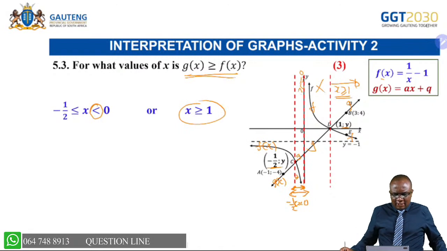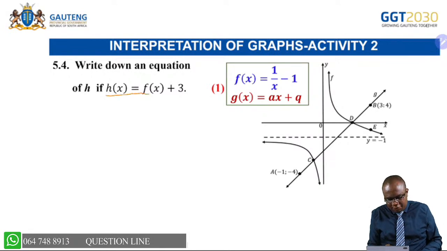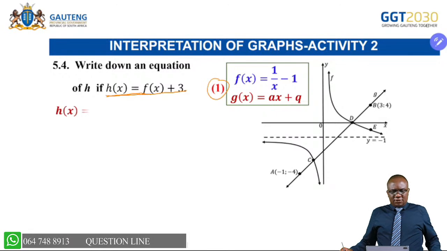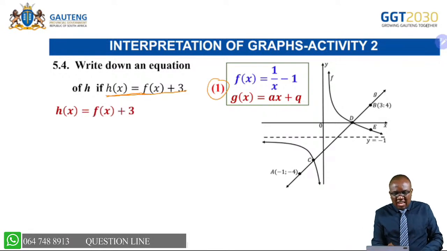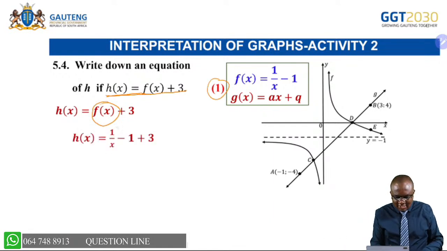Okay? Right. Write down an equation of h of x if h of x is equal to f of x plus 3. 1 mark. Check the mark allocation there. It means you don't have to do a lot of things. So actually, where there's f of x, just put f of x. Remember what f of x is. This is the f of x.